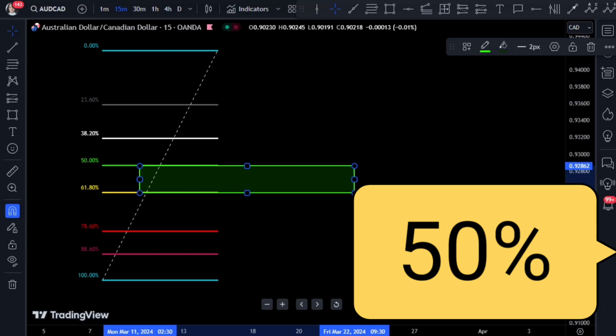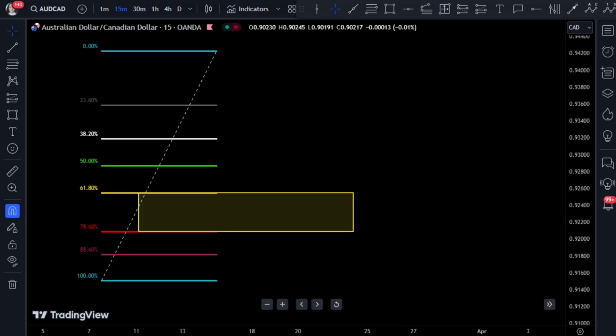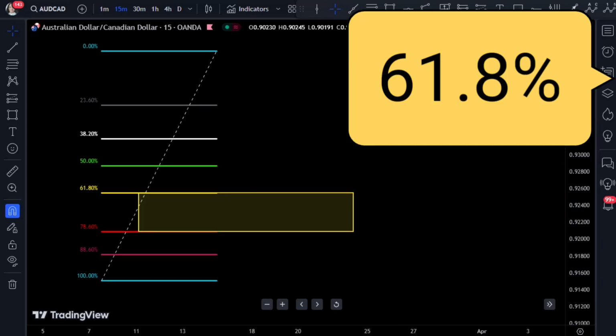Traders often closely monitor this fib zone for potential reversals or continuations in the trend. Next, we have 61.8, also known as the golden ratio. This fib zone is considered one of the most important Fibonacci retracement fib zones. It's often viewed as a strong area of support or resistance, often considered a critical fib zone.